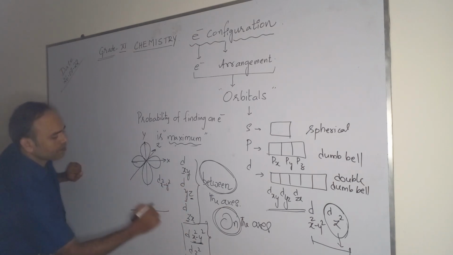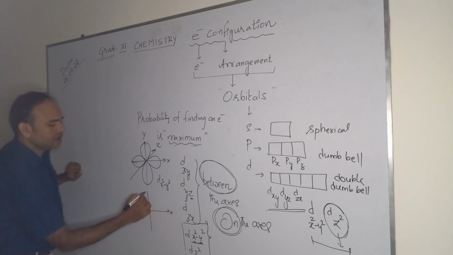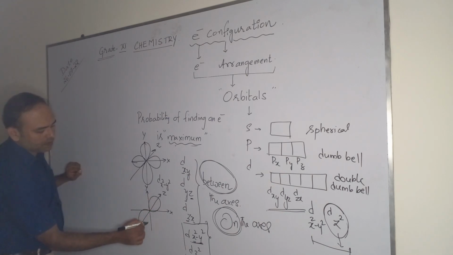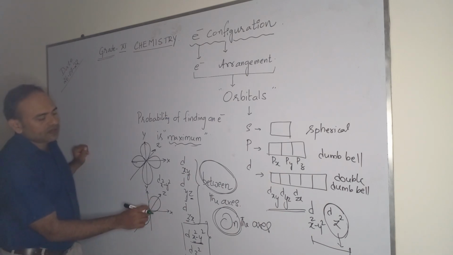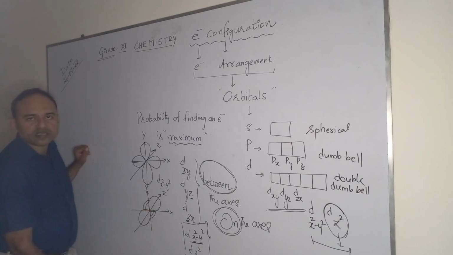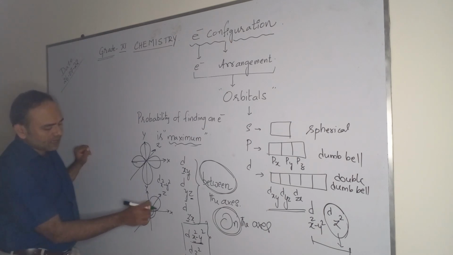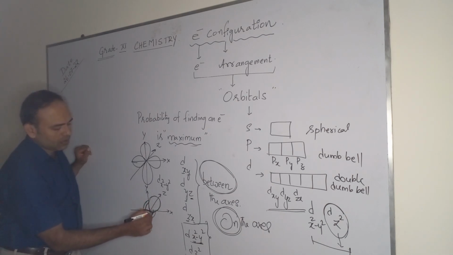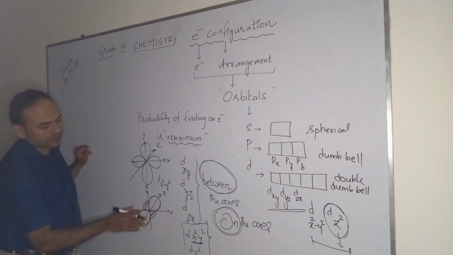z square, again x axis, y and z, one dumbbell. See, another dumbbell is also on z. So how to represent that? We cannot show that in 3 dimensions. So we have a concentric ring representation here. So one more on this, but that is represented as concentric rings here.